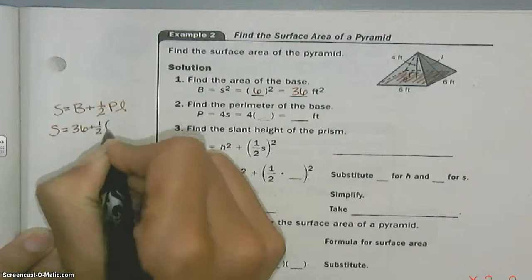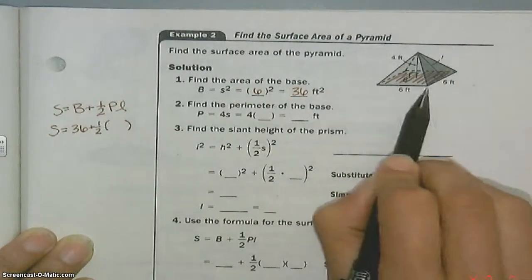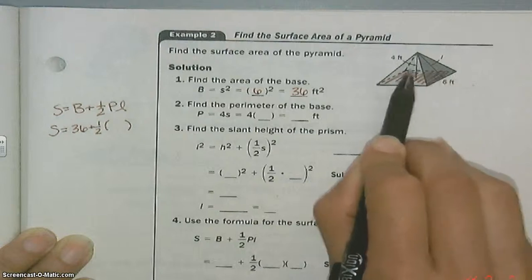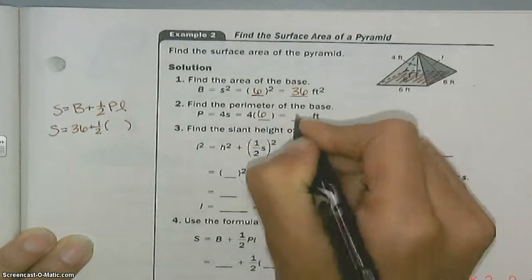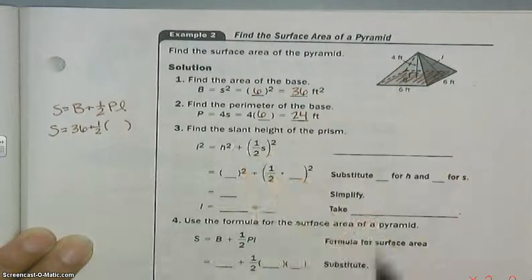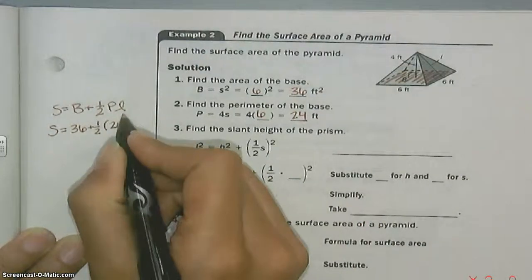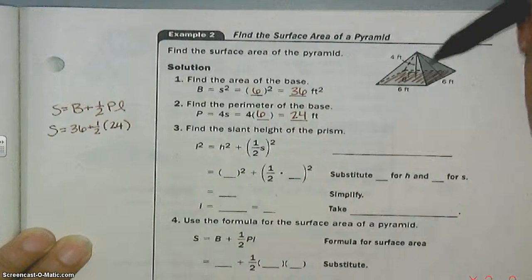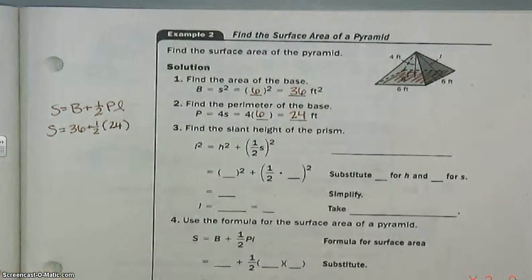1/2. Now I need to find the perimeter of the base. Well, 6 plus 6 plus 6 plus 6 all the way around. That's 24. All right, we've got 4 6s. And now we need to find the leaning height, the slant height. Oh no, they didn't give that to us. We need to find it.